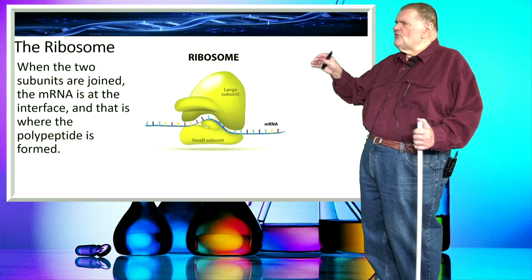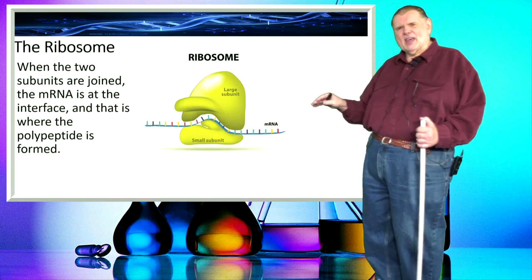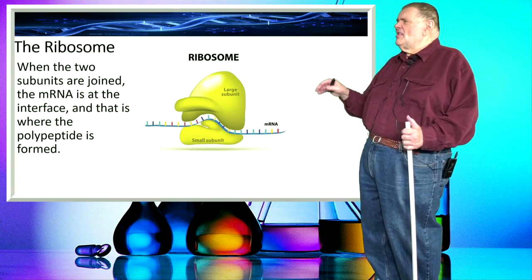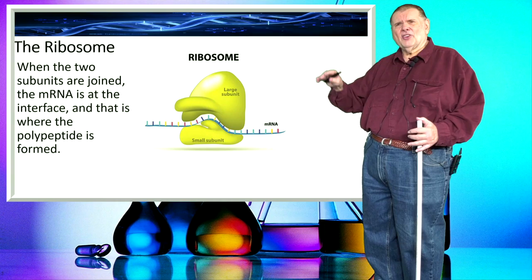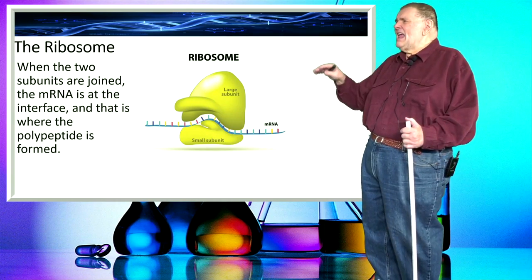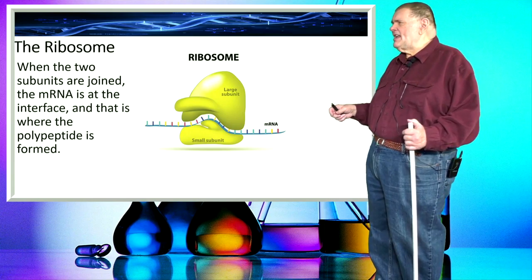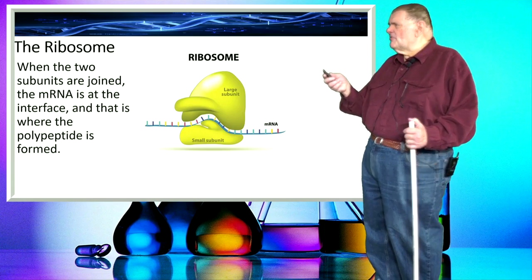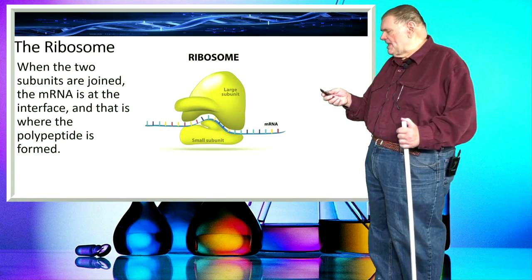When the two subunits are joined together to make a ribosome, the messenger RNA is placed at the interface of those two. And that's where the polypeptide is made. It forms at the interface there between them.